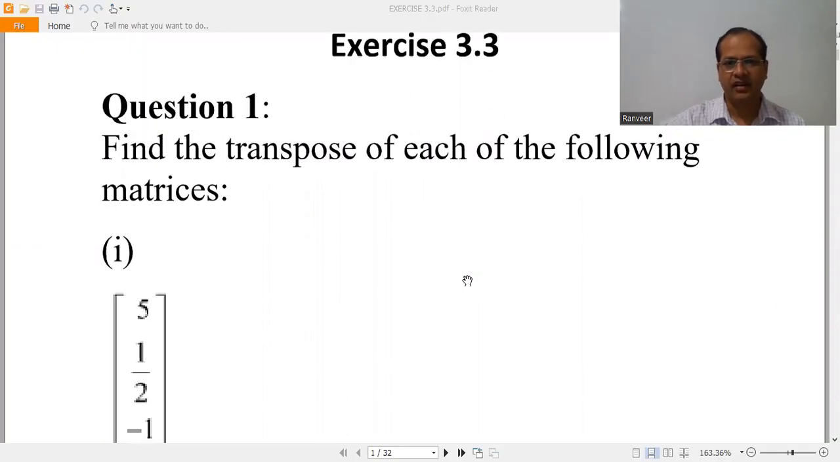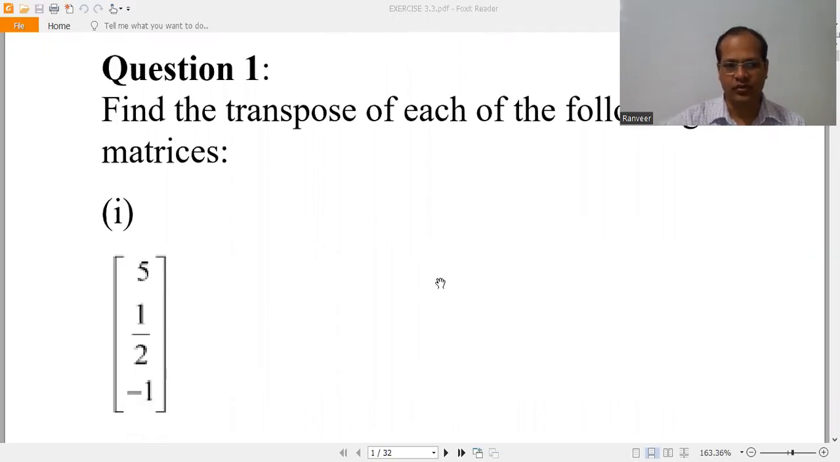Exercise 3.3. Question 1. Find the transpose of each of the following matrices. The meaning of transpose is converting the rows into columns and the columns into rows. This is the meaning of transpose.